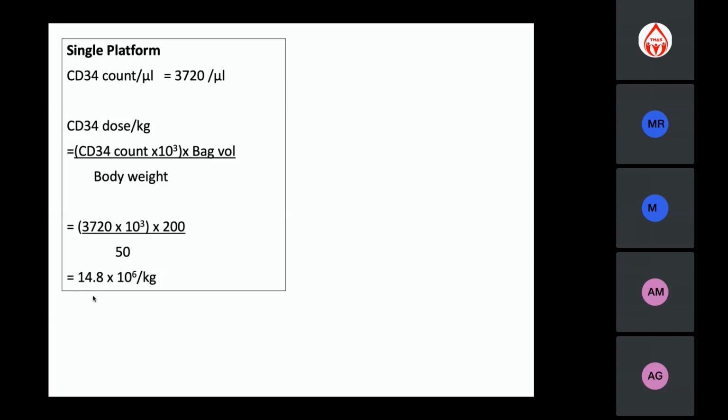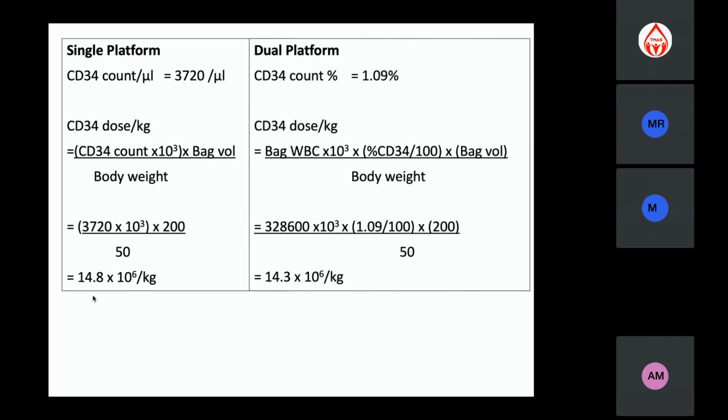CD34 doses are usually expressed in 10 power 6. So we usually call them 14.8 million cells per kilogram body weight. If CD34 count is given as percentage, that is 1.09 percentage, the CD34 dose can be estimated as the bag WBC count into CD34 percentage. That will give the absolute CD34 count. In this case, the bag WBC count is 3,28,600 into percentage of CD34 count, that is 1.09, into bag volume divided by body weight of the recipient, that is 50 kg. It comes around 14.3 into 10 power 6 per kilogram.